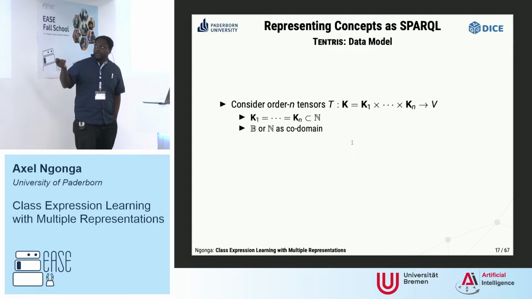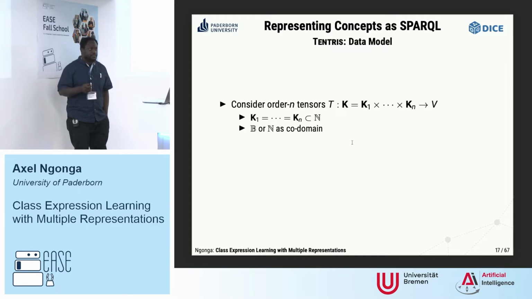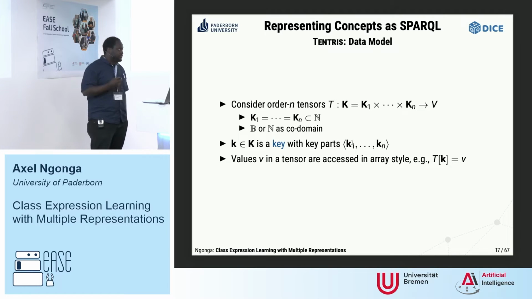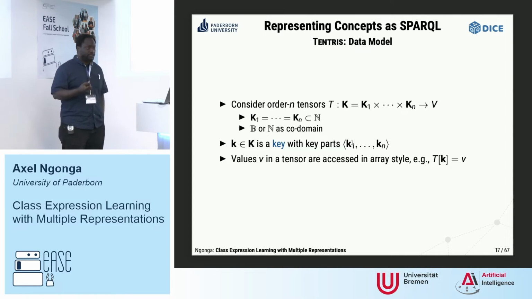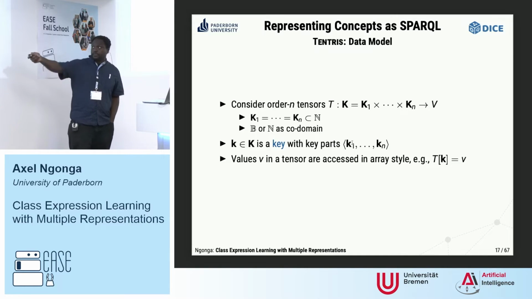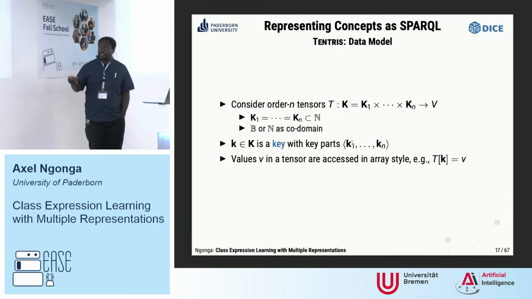We'll basically consider order n tensors T to be mappings from an n-dimensional key space K to some form of a codomain. And the codomain that we're going to be interested in is obviously the binary codomain if we are not considering counts, or the natural numbers if we're considering counts. And we're currently looking into the real numbers here. That would basically cater for dealing with probabilities. So, whatever, all elements of K will be called keys, and these keys will have parts, k1 to kn. For all intents and purposes, n is going to be equal to 3.